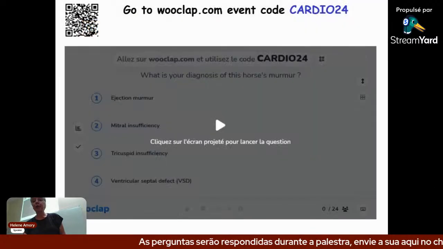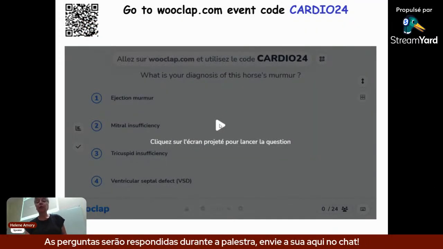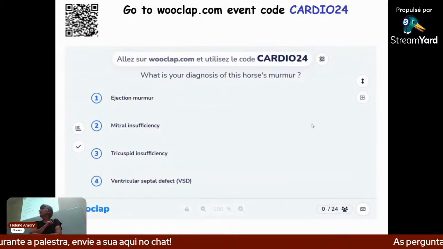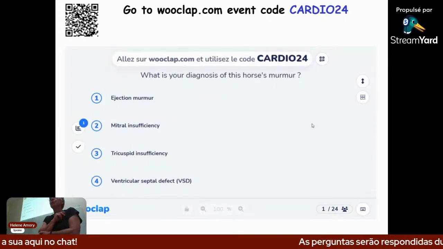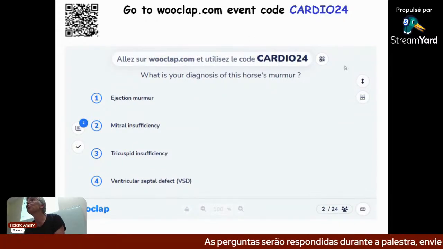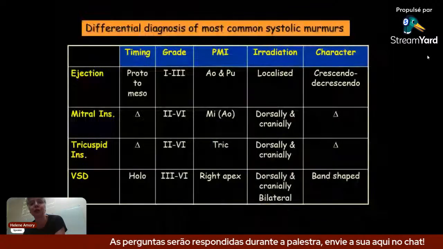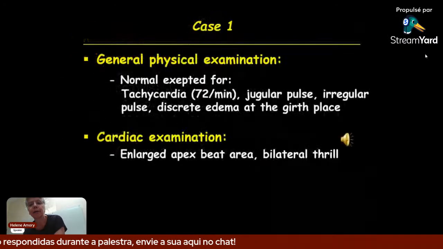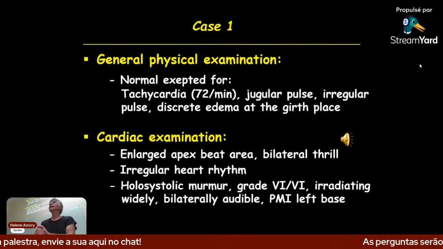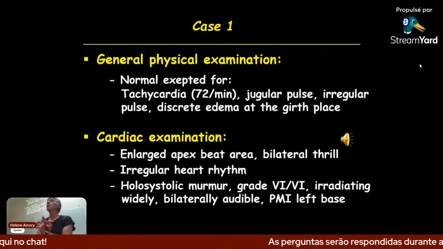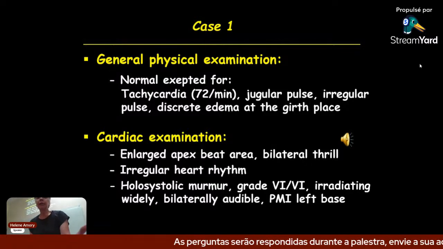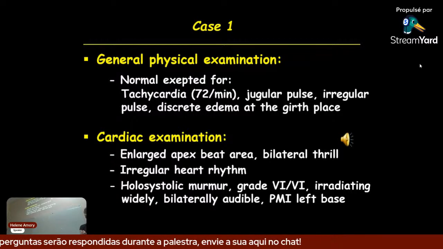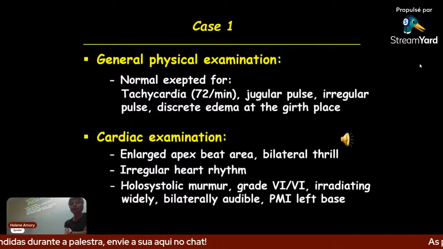Come back to our case. What do you think on this one? Do you think it could be an ejection murmur, a mitral insufficiency, tricuspid insufficiency, or a VSD? Okay. Do you want the history of the horse again to decide, and the description of the murmur? The history was very exercise intolerant, a history of murmur when he was 4 years old, and this is the characteristic of the murmur. It's holosystolic, a grade 6, irradiating widely, bilaterally.